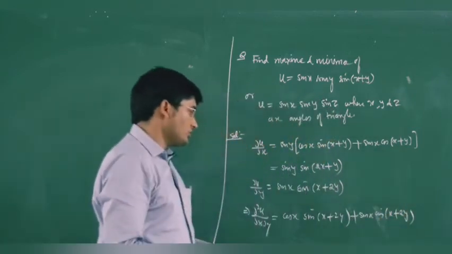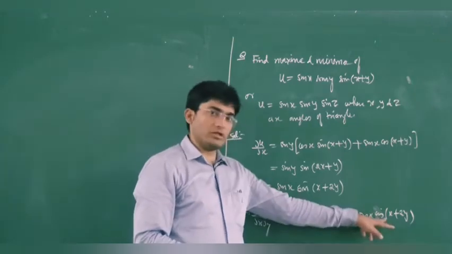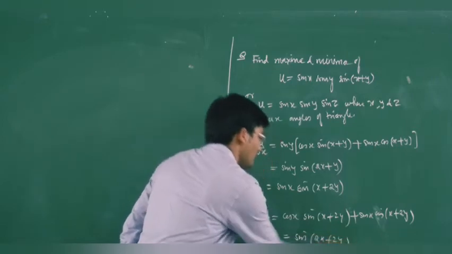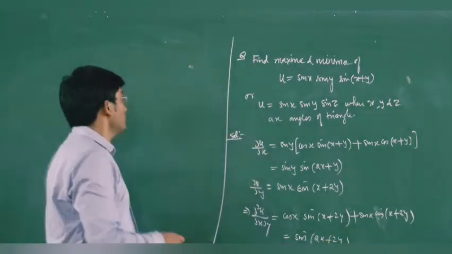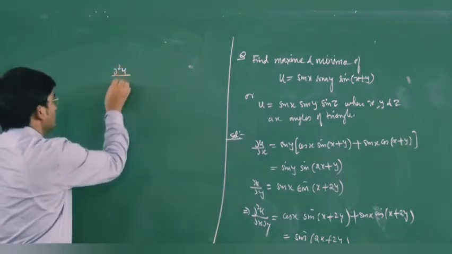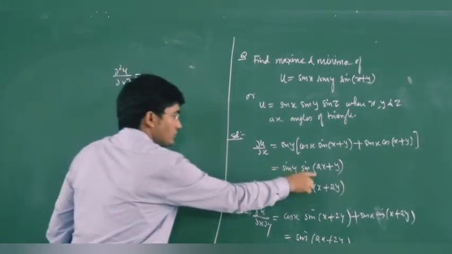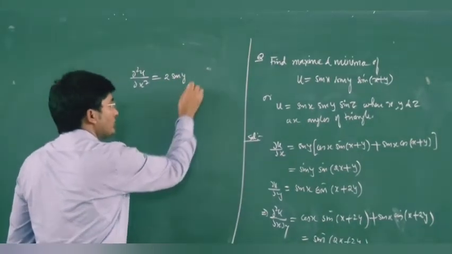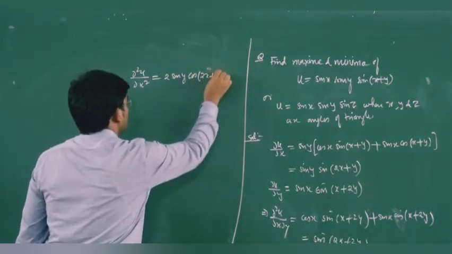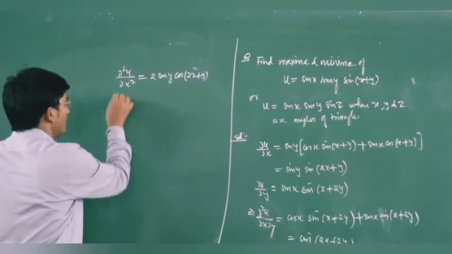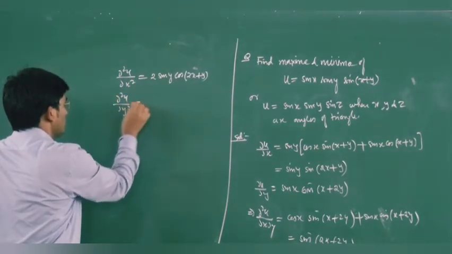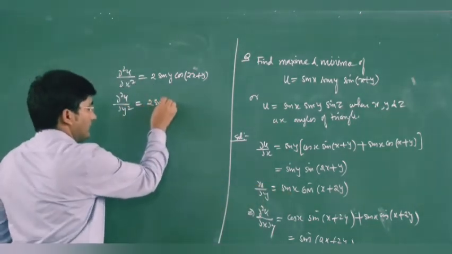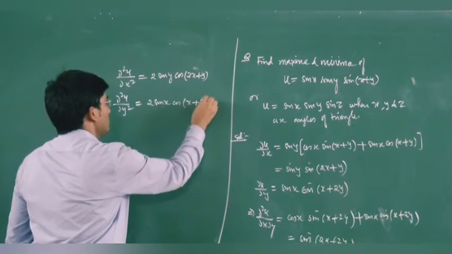Now this is your sin a into cos b plus cos a into sin b. So this is equal to sin a plus b. So this will be your sin 2x plus 2y. Then let us find out del t upon del x2. So del t upon del x2 will be 2 times sin y, and then the differentiation of sin will be cos. So now del t upon del y2 is equal to 2 times sin x into cos x plus 2y.